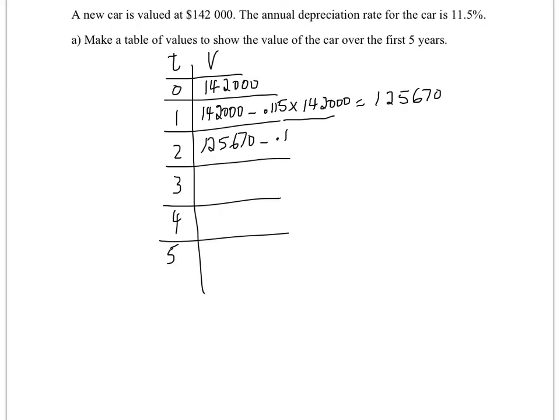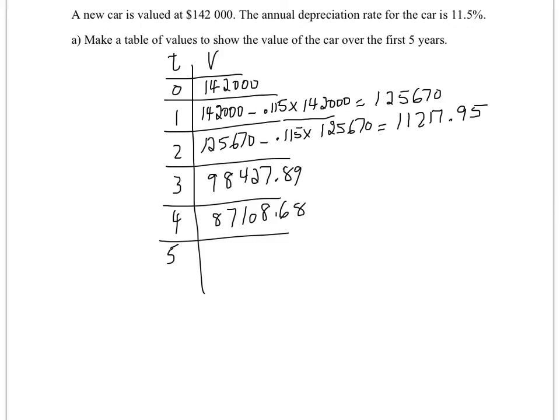The next year is going to be 125,670 minus 0.115 times 125,670. Again, another 11.5% goes down. This becomes 111,217.95. If you continue with this process, you get the next year is 98,427.89. The next one is 87,108.68. And the fifth year is going to be 77,091.18.